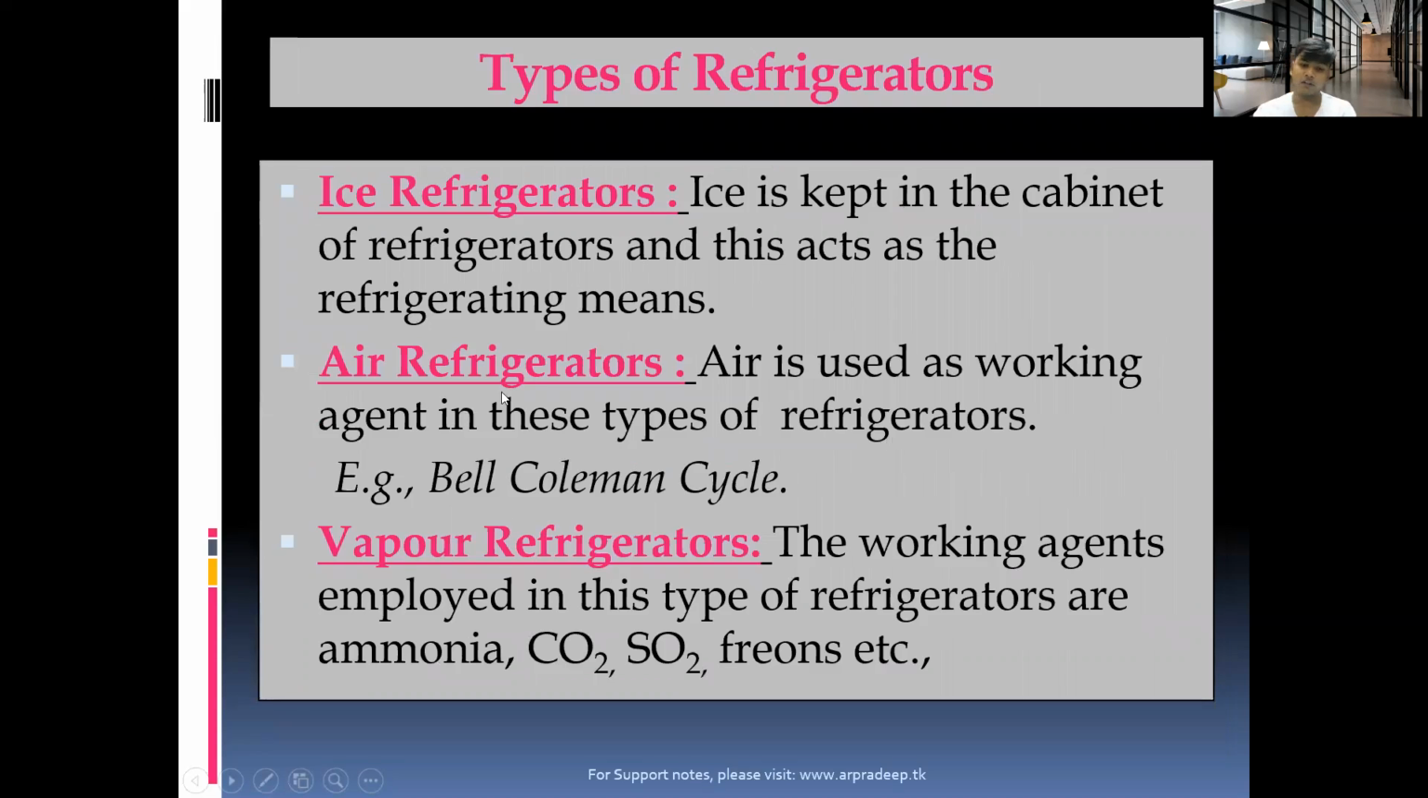Now what are the types of refrigerators? Refrigerators are of 3 types, that is ice refrigerator, air refrigerator, and vapor refrigerator. Basically these are divided based on their working fluids. In the ice refrigerator, the working fluid is ice. By using ice, the substance inside is cooled, that is called ice refrigerator. Again, one more is air refrigerator. Air refrigerators are the basic one, the Bell-Coleman cycle, that is called air refrigerator. And one more is vapor. Our working fluids are CO2, that is carbon dioxide, ammonia, and SO2.